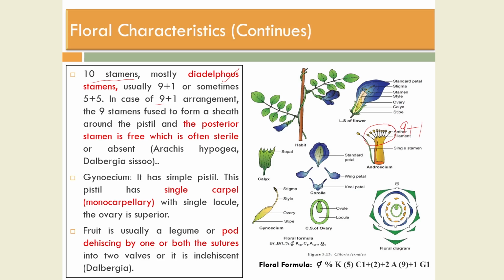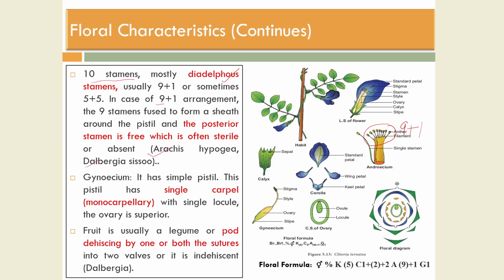So these stamens, after union, form a sheath around this particular gynoecium, or this tenth stamen may sometimes be sterile or absent, in the case of Arachis hypogaea and Dalbergia sissoo. So this tenth one may sometimes be sterile or absent.